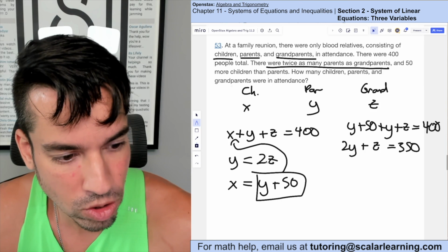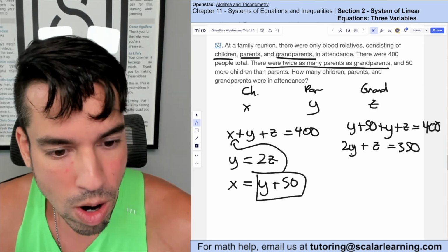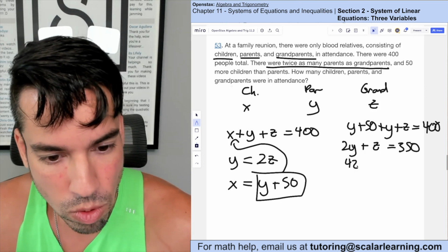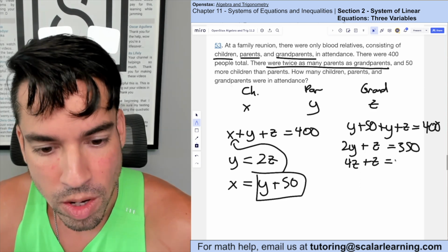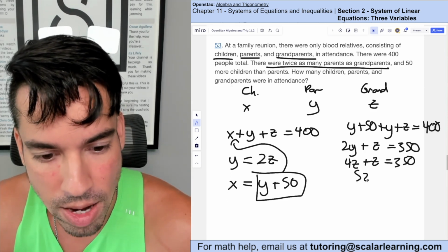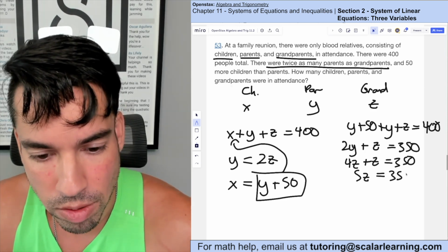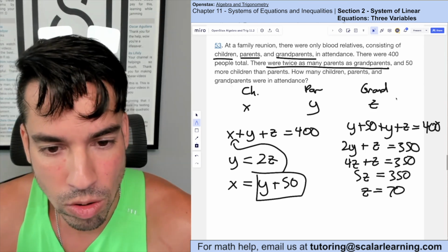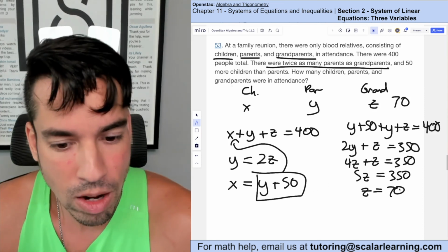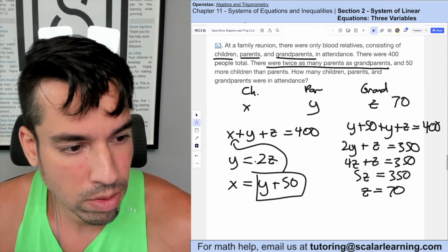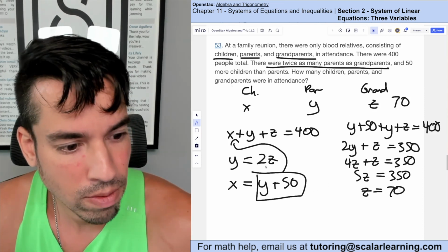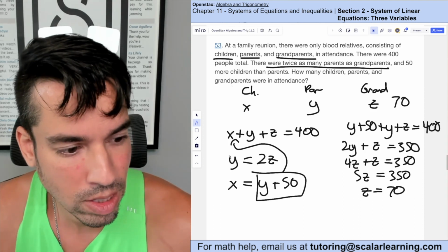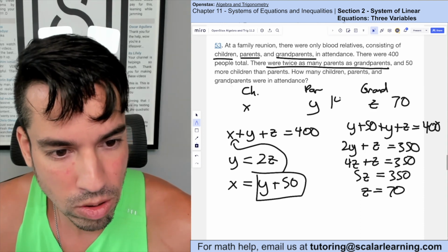Now we can do a little substitution. Sub in 2z for y. So 2 times 2z is 4z. So we got 4z plus z equals 350. That's 5z equals 350. And divide both sides by 5, z equals 70. Beautiful. So we know the number of grandparents. Now to get the number of, let's say, parents, 70 in for z. 2 times 70 is 140. So the number of parents is 140.